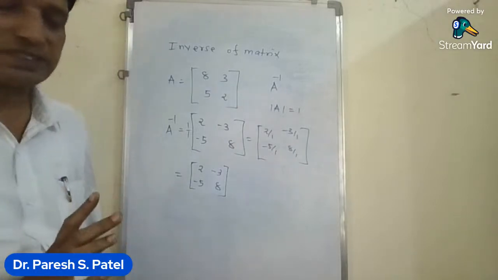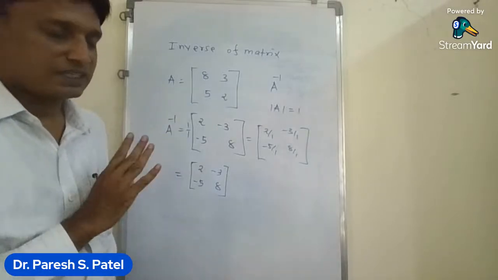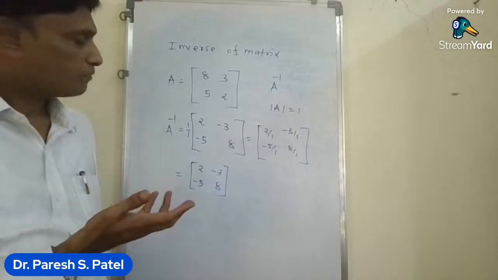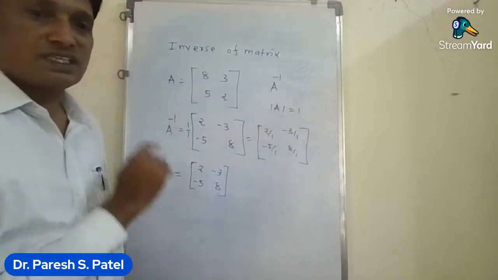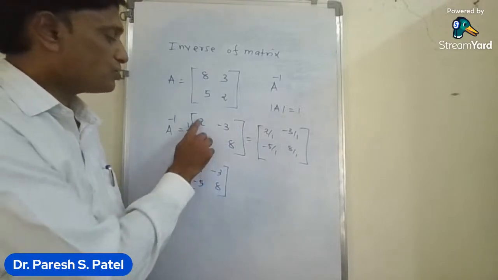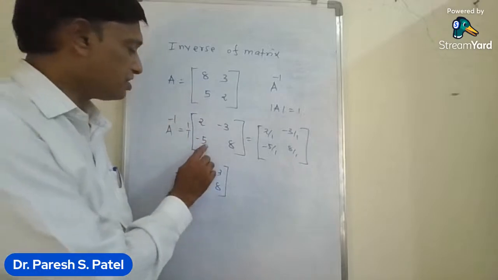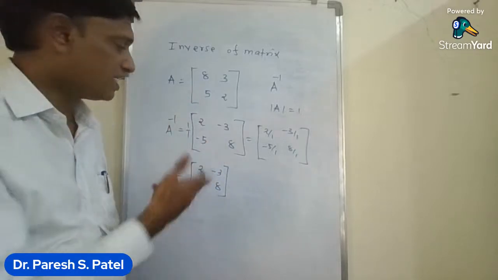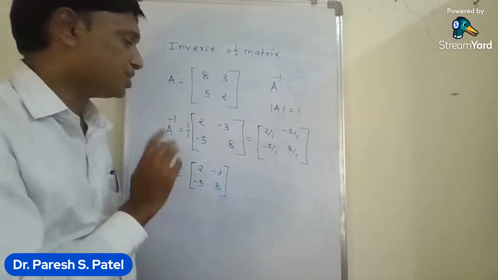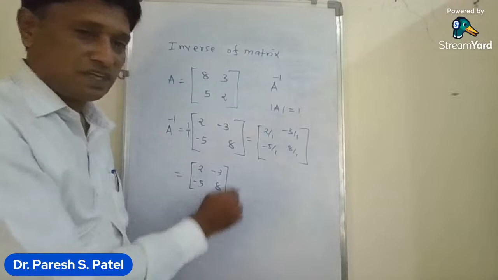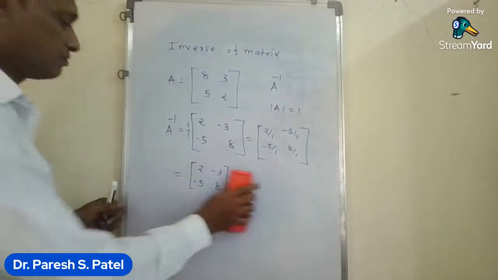So dear students, the inverse for the two-dimensional matrix comprises 4 stages. The first step is to find out the determinant of this matrix. Second step, change the position of the diagonal elements. Third step, change the sign of other than diagonal elements, and divide each element of the matrix by the determinant of this matrix. So this is the resultant matrix for the two-dimensional matrix.